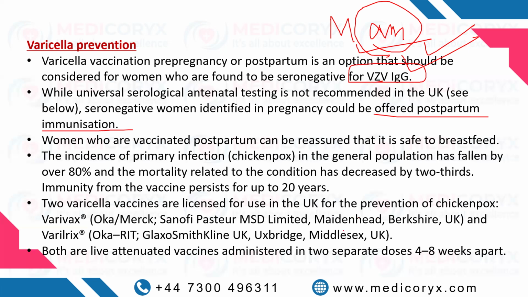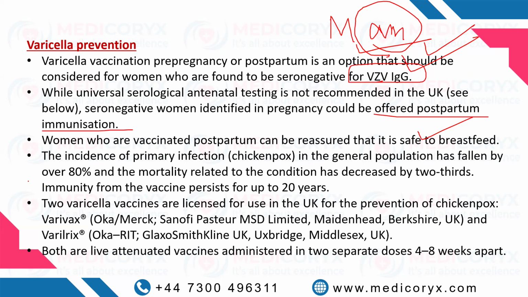If IgG is not there, it means we have to prevent them from further infection and further exposure, and in the postpartum phase we have to offer them vaccination. Women who are vaccinated postpartum can be reassured that it is safe to breastfeed. The incidence of primary infection in the general population has fallen by over 80%, and the mortality related to the condition has decreased by two-thirds after the immunity.